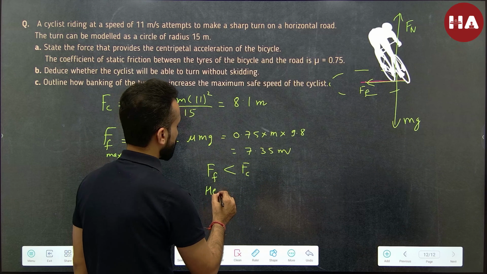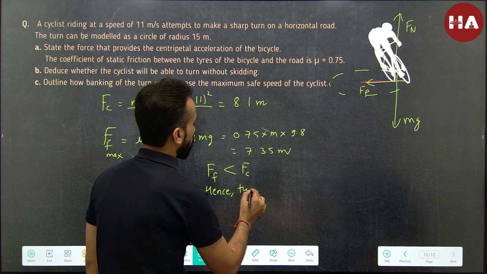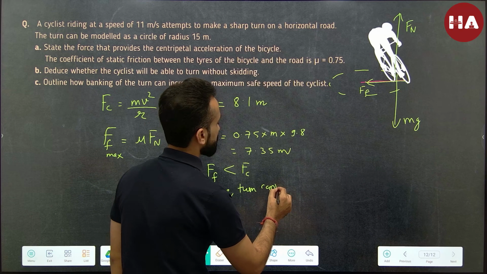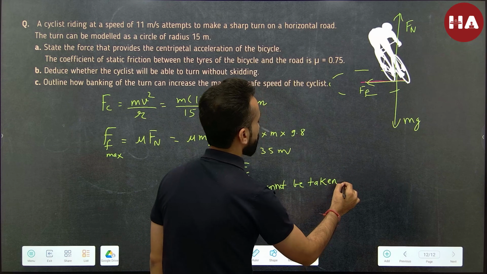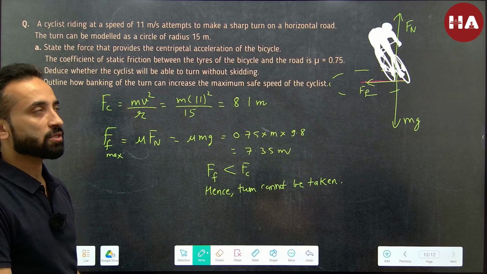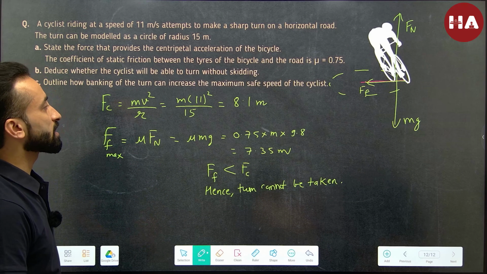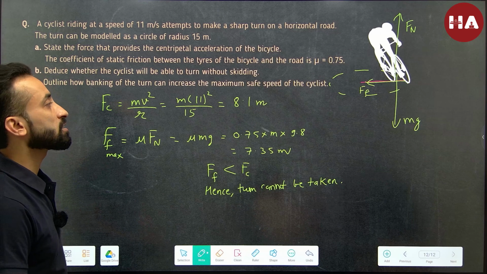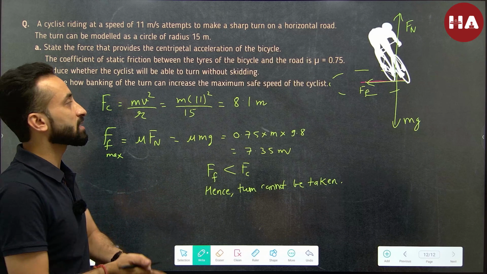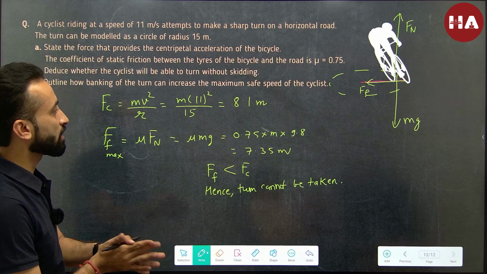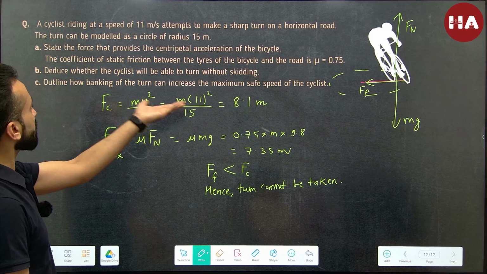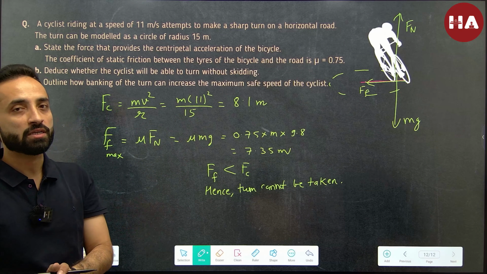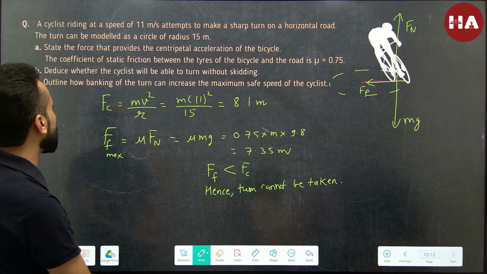Hence, this turn cannot be taken. We cannot expect the cyclist to turn at this speed. So it has to reduce its speed, or the coefficient of friction has to be increased. The tire needs to be changed if this turning has to be done. So the answer to the B part, whether the cyclist will be able to take the turn without skidding, is going to be no.